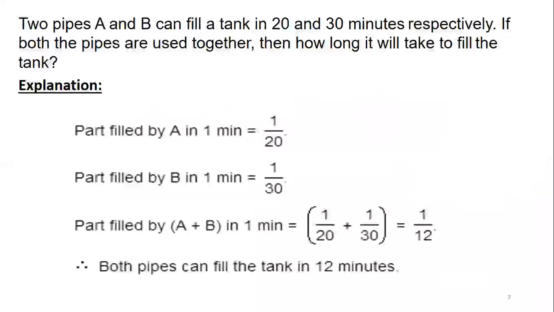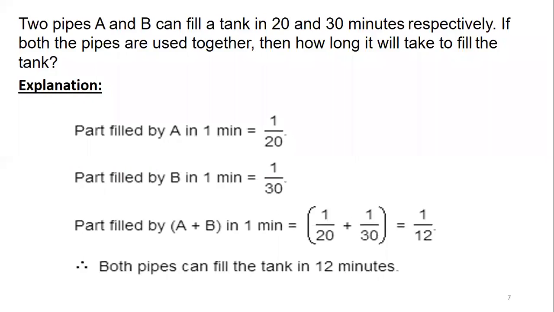Two pipes A and B can fill a tank in 20 minutes and 30 minutes respectively. If both the pipes are used together, then how long will it take to fill the tank? So if days are given, we are going to find out 1 day's work. Hours are given, 1 hour work we are going to find out. Here minutes are given, so 1 minute work.